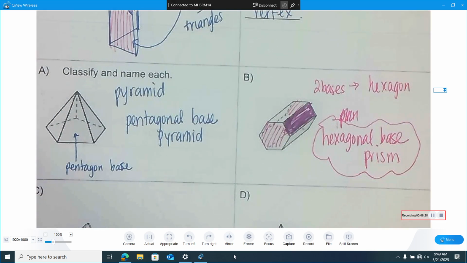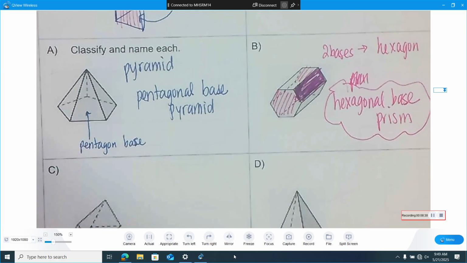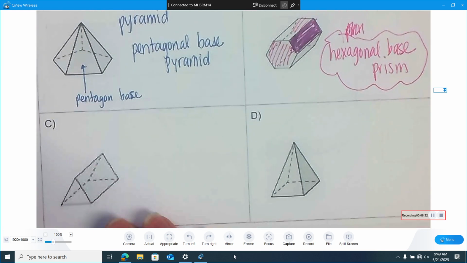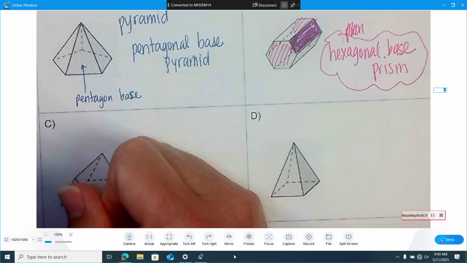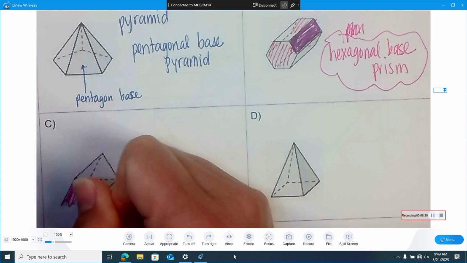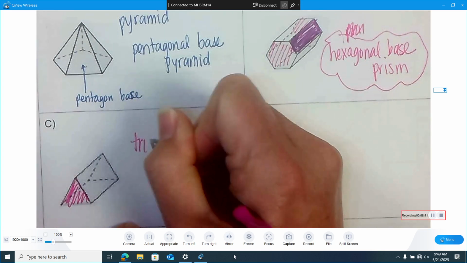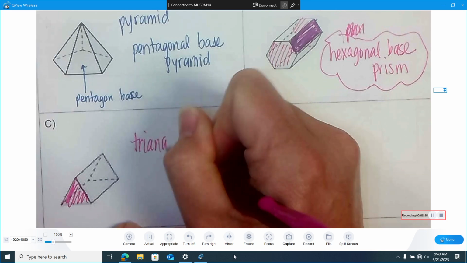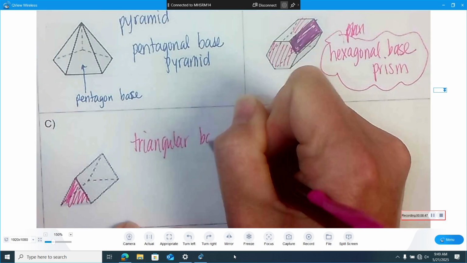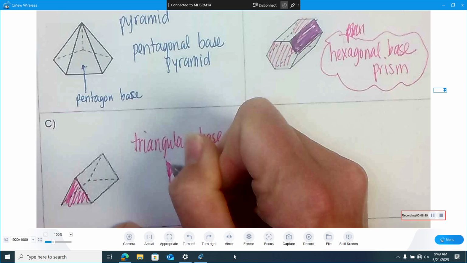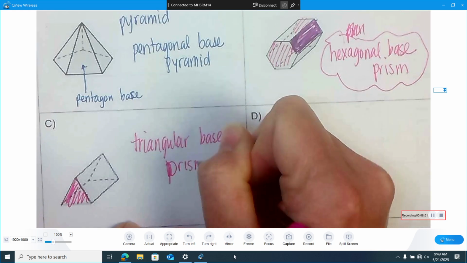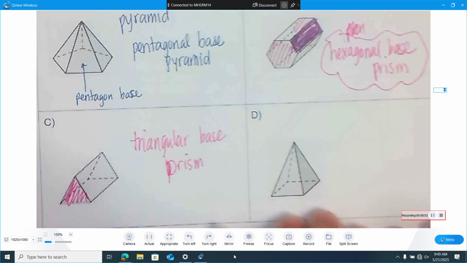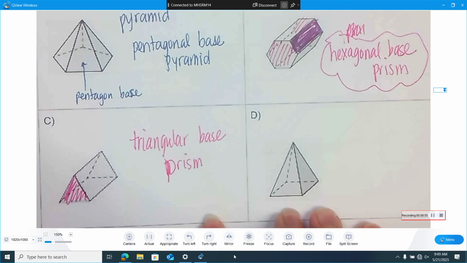All right. Letter C, how would you describe this? Is letter C a prism or a pyramid? Prism. And what shape is the base? Triangle. And so we would call this triangular base prism. Triangular, T-R-I-A-N-G-U-L-A-R. Triangular base prism. All right, very good.